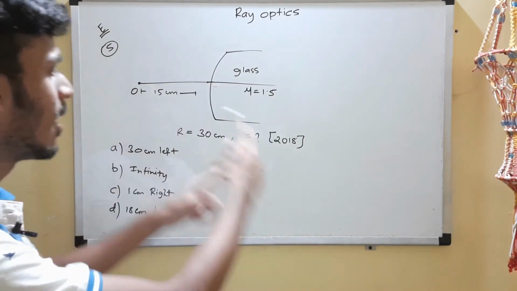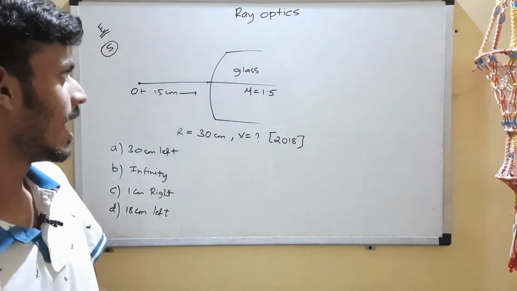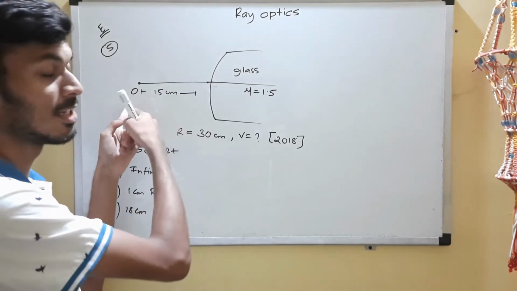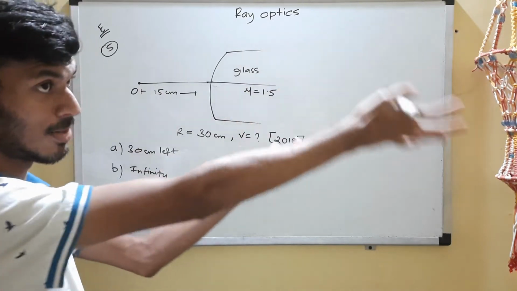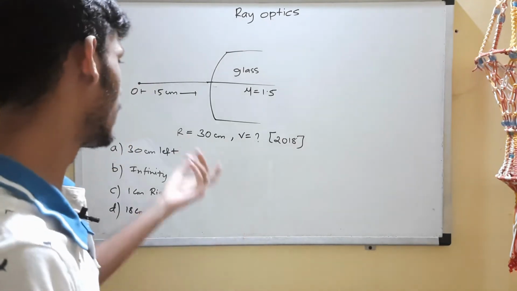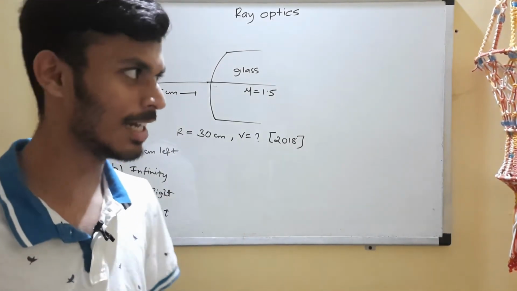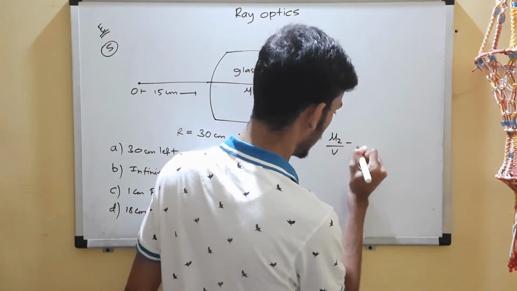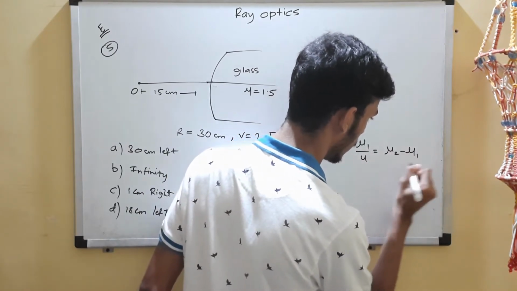From the diagram you can make out it's a question on refraction at a spherical surface. So in this question we have an object which is placed at a distance of 15 centimeters from this refracting surface. The surface is made up of glass, a refractive index is given, and you are also given that the radius of curvature is 30 centimeters. You are supposed to tell where the image will be formed. So there is a direct formula for this one, which is mu2 by v minus mu1 by u is equal to mu2 minus mu1 upon r.